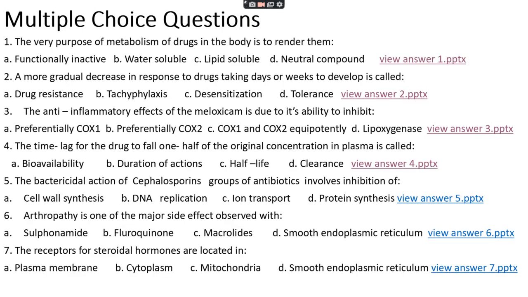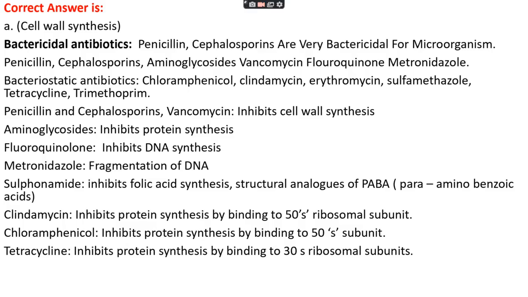Question number five. The bactericidal action of the cephalosporin group of antibiotics involves inhibition of: option A, cell wall synthesis; option B, DNA replication; option C, ion transport; or option D, protein synthesis. The right answer is option A, that is cell wall synthesis.